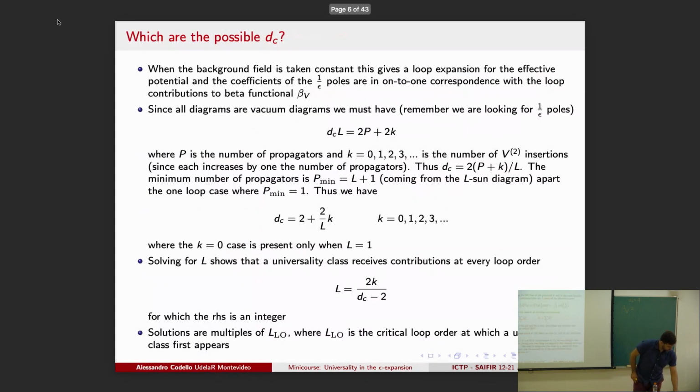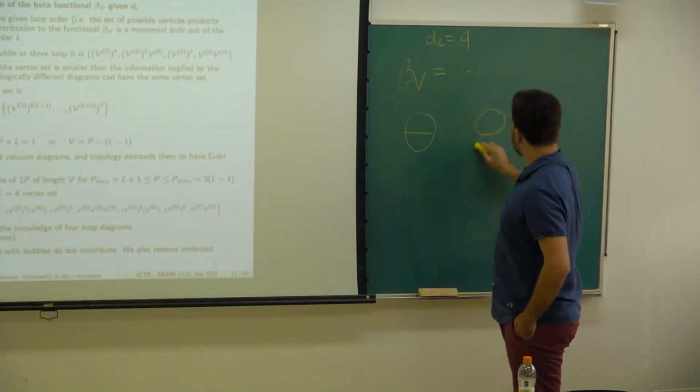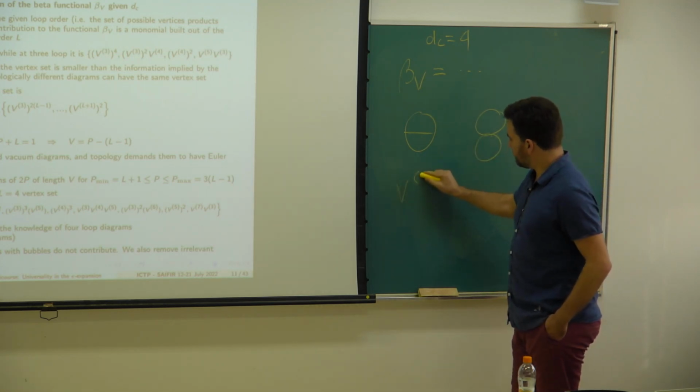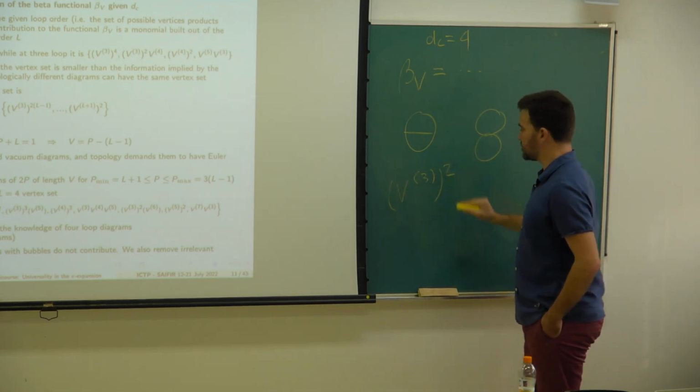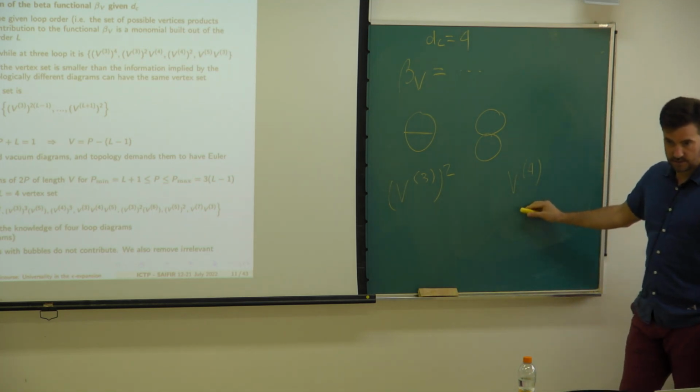Okay, so the logic I want to follow is this one. First we construct something that we call the vertex set, which are the possible candidate vertices, monomials, that can appear at a certain loop order. So for example, if we are at two loop order, we have 2 diagrams. This diagram can furnish something like this to the beta functional. This diagram can furnish something like this to the beta functional.